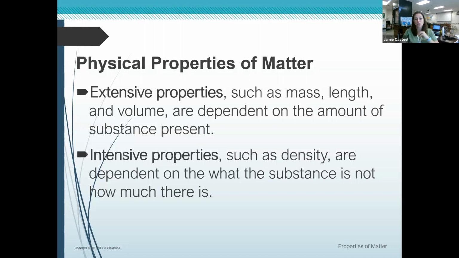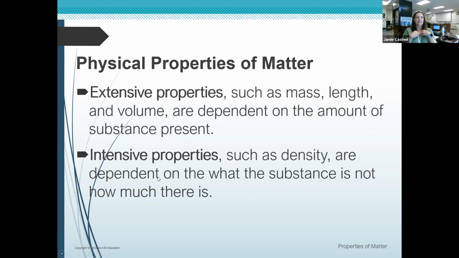Those are going to change, about table salt or about sugar. A big block like this versus a little block that fits in my hand, they're going to have different masses, different lengths of sides, and different volumes. Now, will the fact that it's white ever change? No. Will the density change because the mass got bigger but the volume got bigger? So remember, the density shouldn't change if you're at the same temperature. Those are going to be intensive.